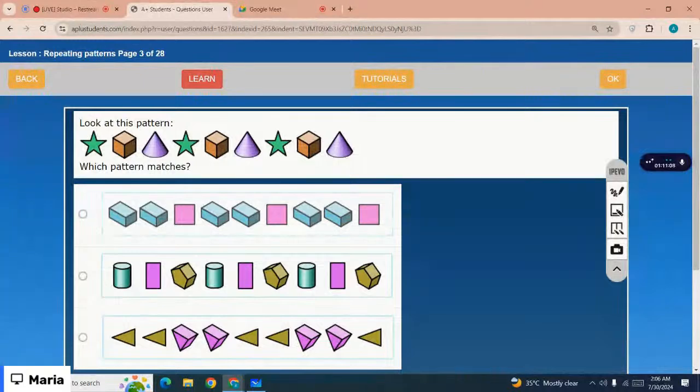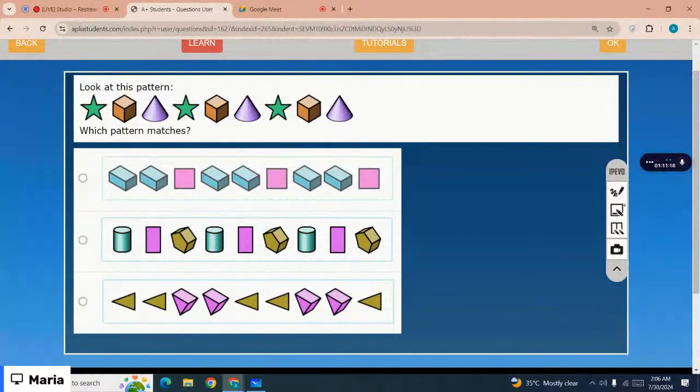Okay, look at this pattern. Which pattern matches? So which is the correct option? You need to find a matching pattern, right? You have a cone, then star, cube, and cone. So which pattern is it, one, two, three? Think and then answer.